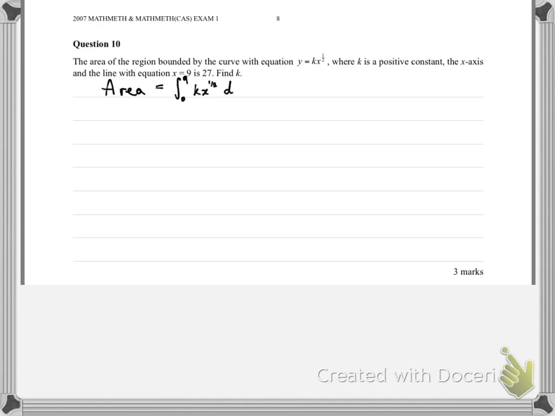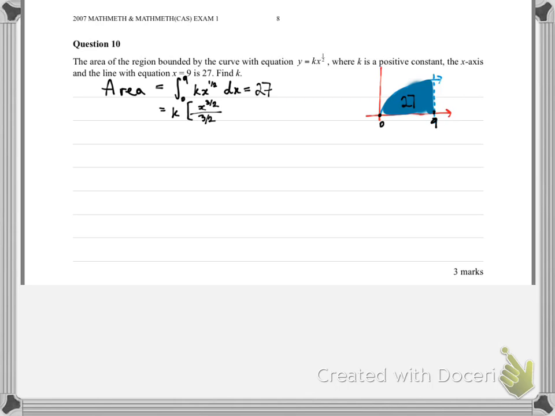Okay, so area bounded by a curve is always a definite integral, and there it is. Definite integral going from 0 to 9 of the function, and the area is equal to 27. Now let's have a look at the function as a little graph. There it is. That's our region we're trying to find. The region between the x-axis, the y-axis, and the curve, and up to this x equals 9.